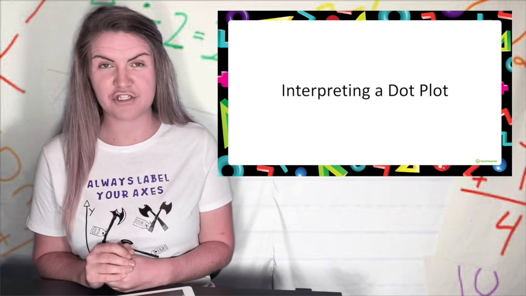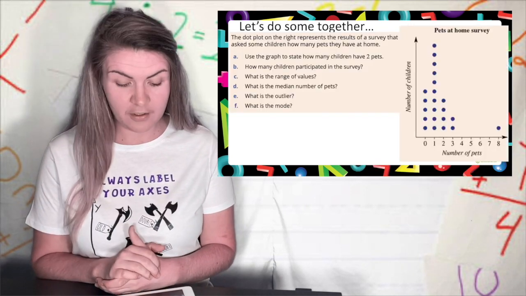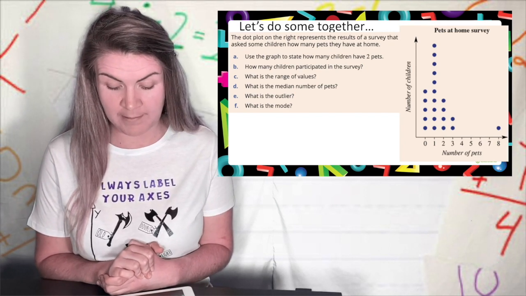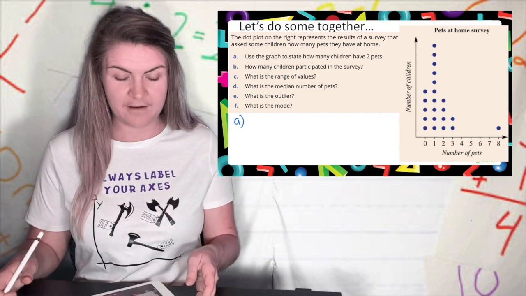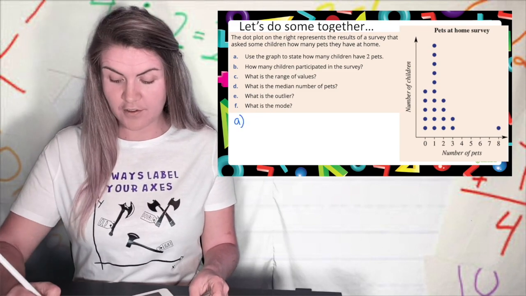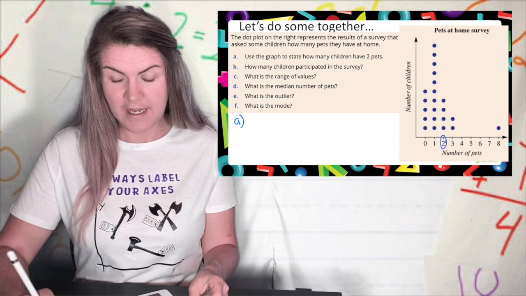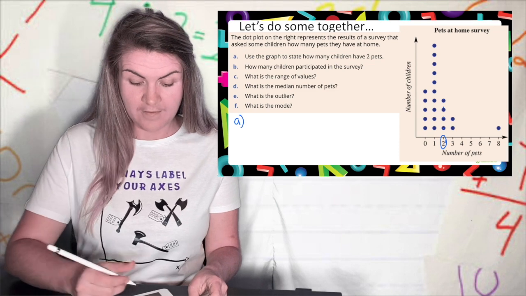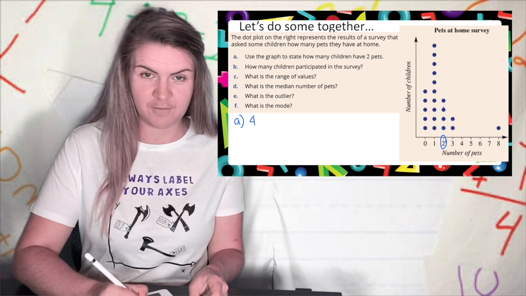Let's practice interpreting dot plots. The dot plot on the right represents the results of a survey that asked children how many pets they have at home. A. Use the graph to state how many children have 2 pets. So I need to go to this column that is the number 2 and see how many dots there are. 1, 2, 3, 4. That means 4 children have 2 pets.